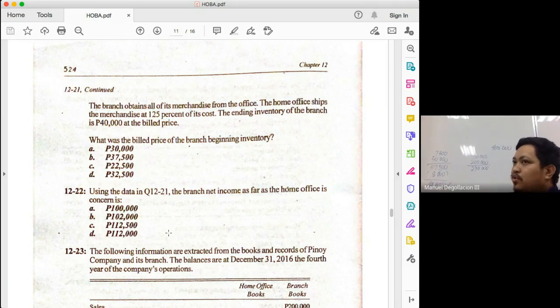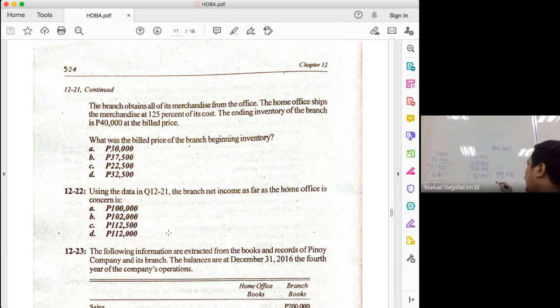What else do we need to do? Deduct your ending inventory. How much was the ending inventory? 40,000, but that is still at billed price. Give me the cost of the ending inventory. That is 32,000. So 230,000 minus 32,000 would give you the true cost of goods sold of the branch, which is 198,000, which is the one we have solved earlier.